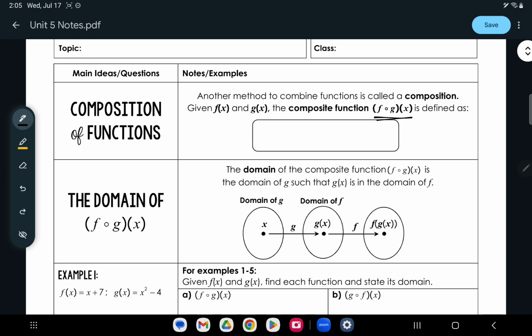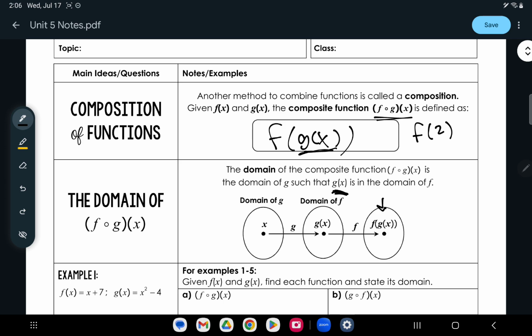Now, we could also say that that looks like this, f of g of x. Think like we can say f of 2. Well, we're inserting a function as the input now, okay? So the domain of composite functions means that whatever is in the domain of the input function is the domain of the outside function, okay?